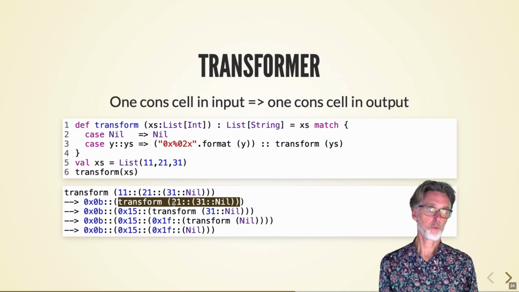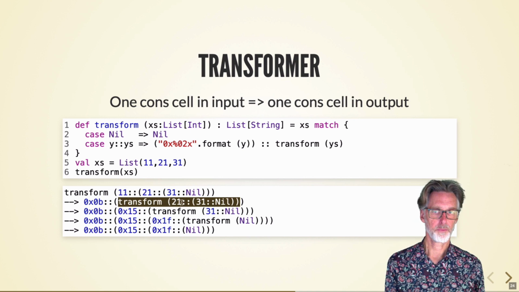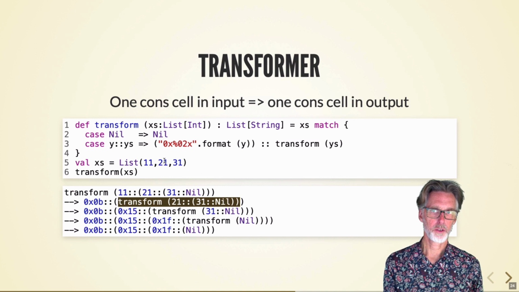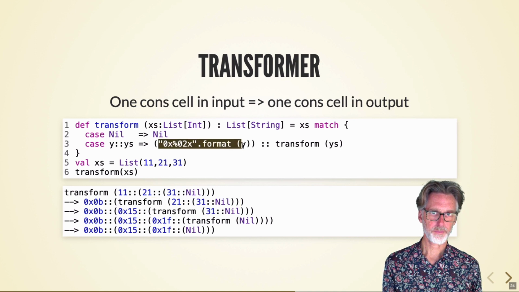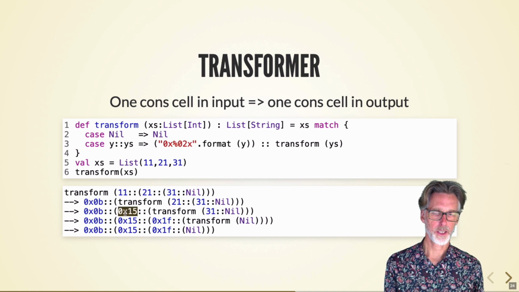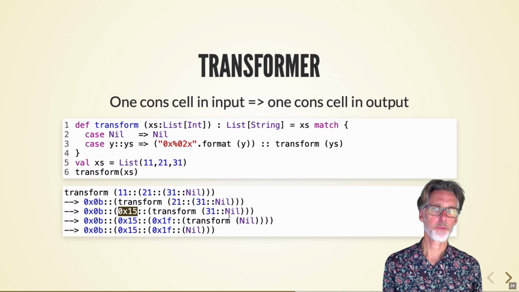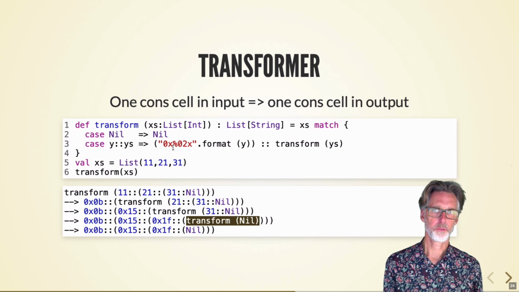So recursively, when we transform the remaining list, we will first format the head element of the remaining list, that's 21, and that gives us this hex string, and apply recursively. Then the third time, we'll apply the formatting string here, getting a third hex string, and finally, when we try to transform nil, we'll immediately bottom out and get nil.